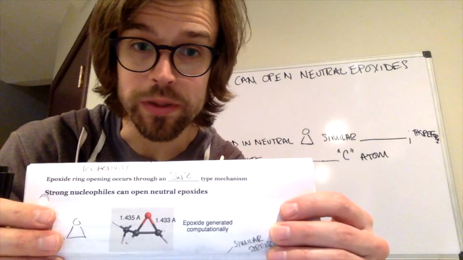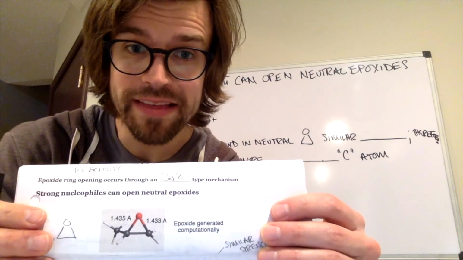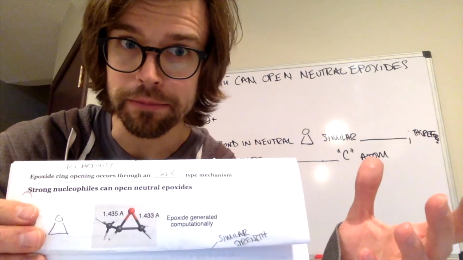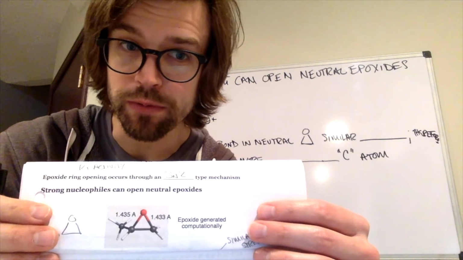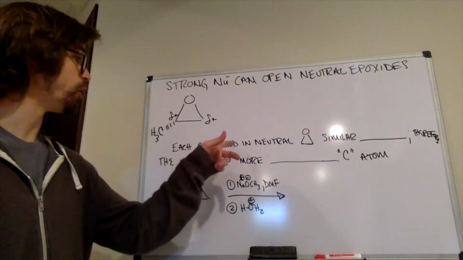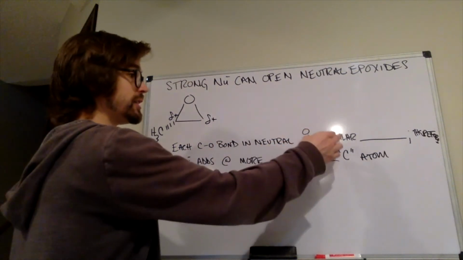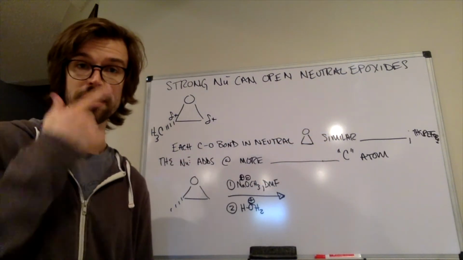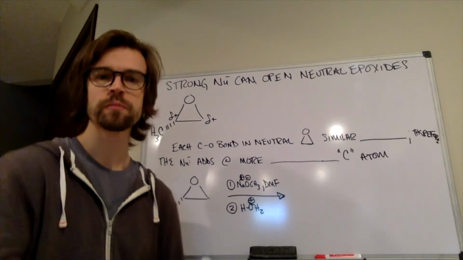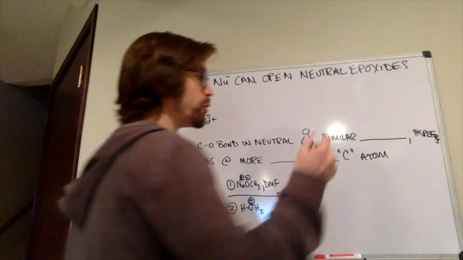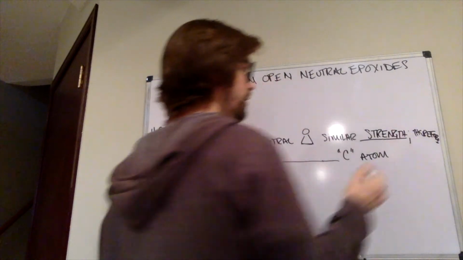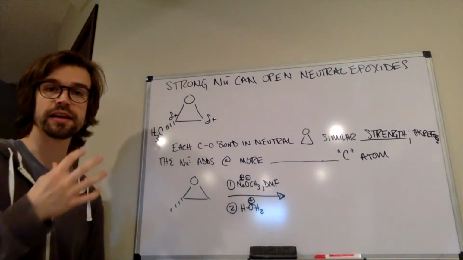And essentially, what we see is that the bond lengths are of really similar length. So we have 1.435 angstroms and 1.433 angstroms. So essentially, each CO bond in the neutral epoxide is a similar length. We just saw that. And how did length relate to strength? We know that, right? So yeah, they're similar length, which means they're similar strength. So they're similar strength in a neutral epoxide.